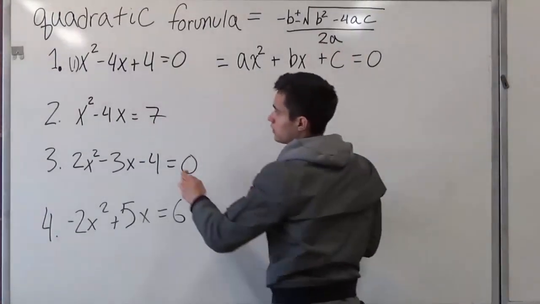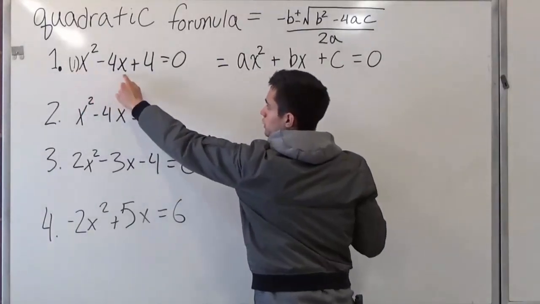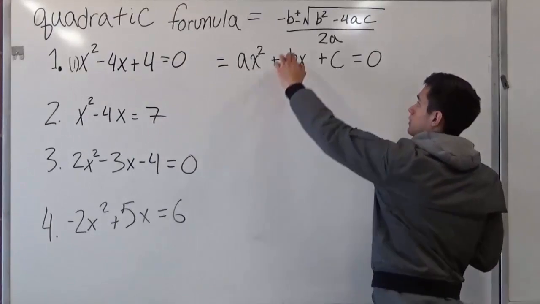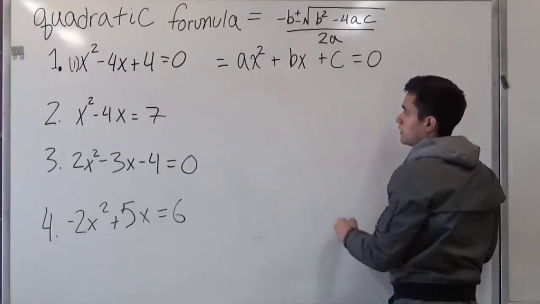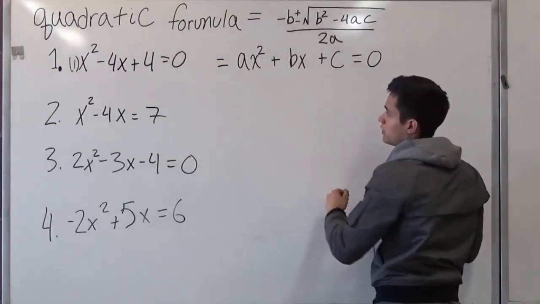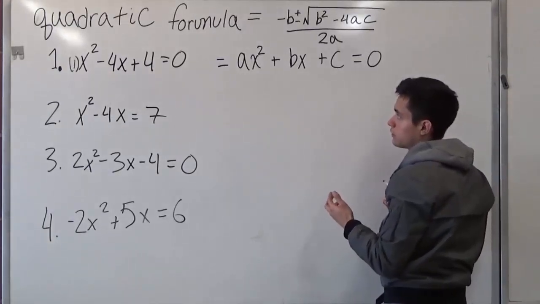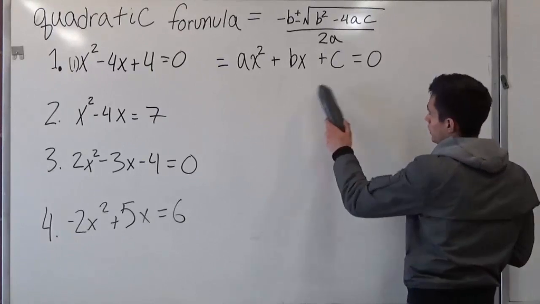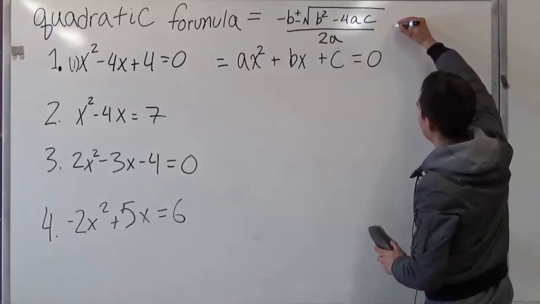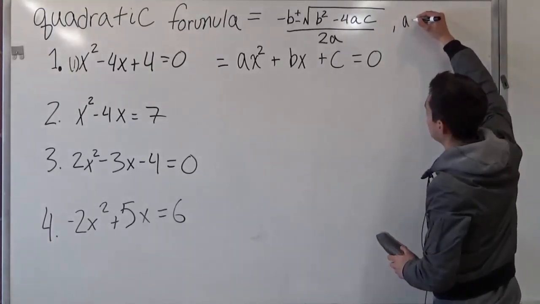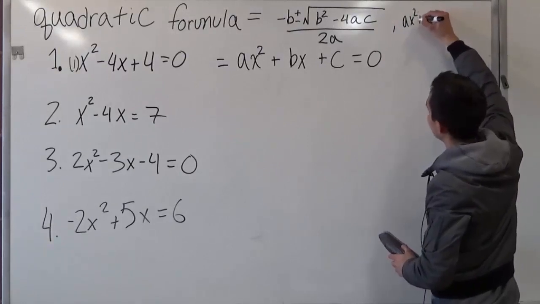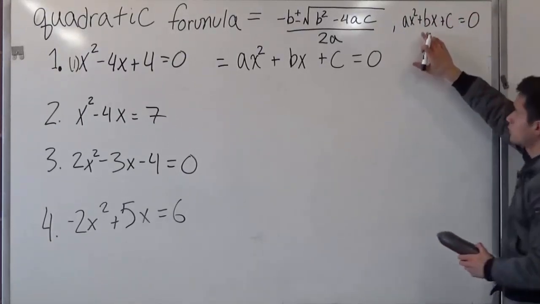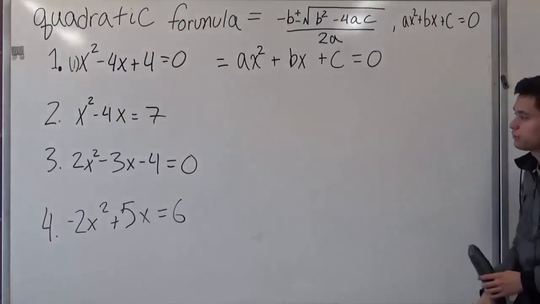We have to find the coefficients of each term, and we plug those coefficients into this formula to get our output, which in this case is solving for x. So now that we know this, I'll just write this up here as a side note: ax squared plus bx plus c is equal to 0. And we're always going to use this later on to solve 4 of these problems.